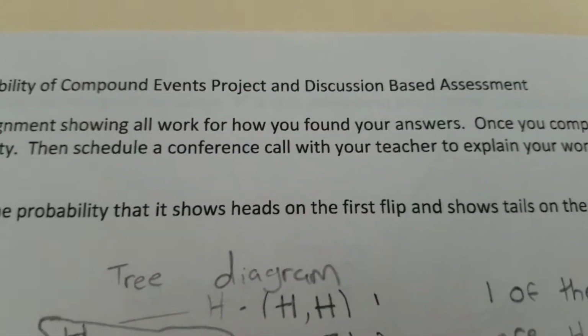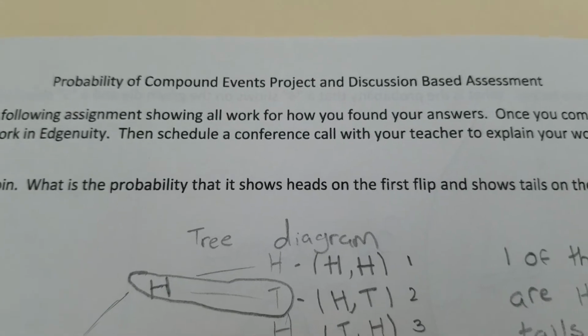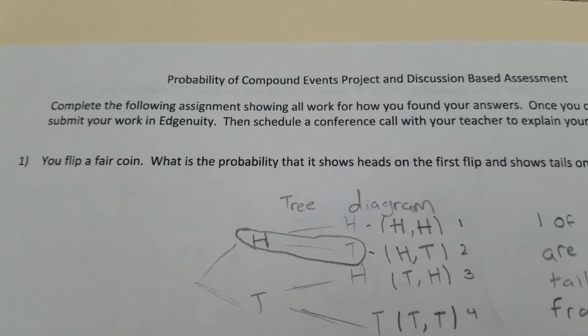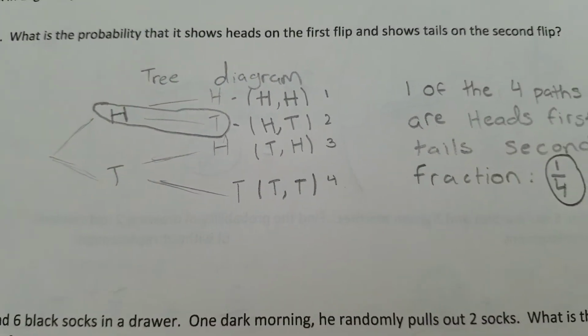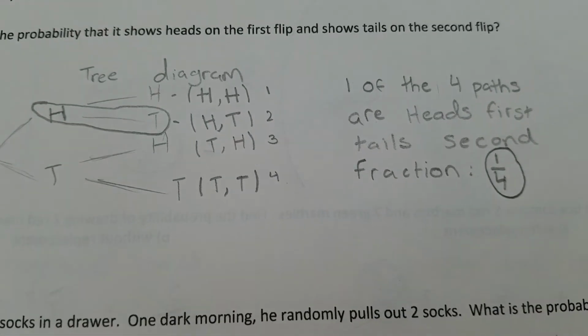So we'll be talking about the probability of compound events. So that's the project. This is about flipping a coin. What is the probability that it shows heads on the first flip and tails on the second flip?